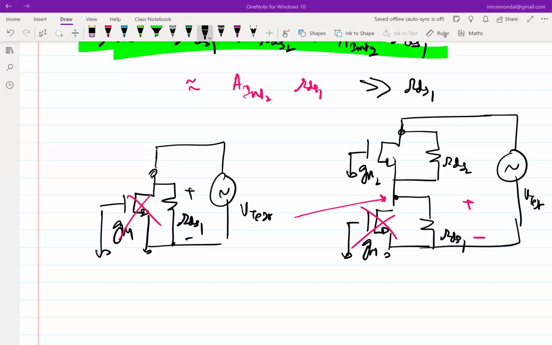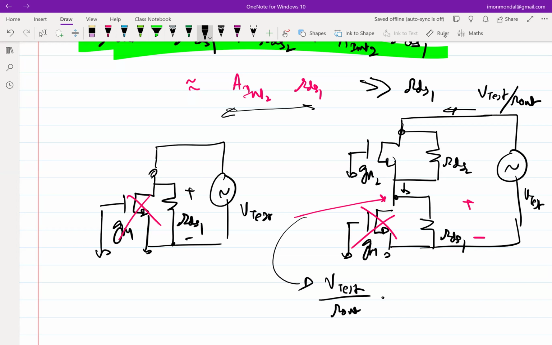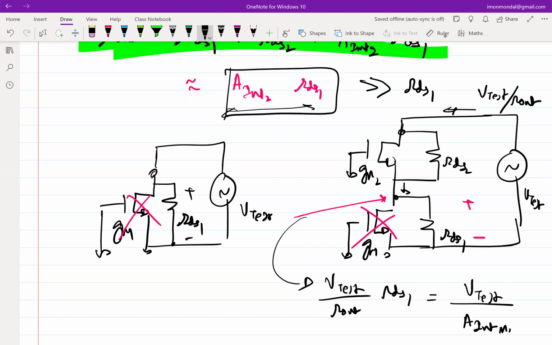So the impedance looking to the output side is this, right? This is what we calculated. So the current will be VTest over R out. This current flows here. So the voltage that is getting accrued is VTest over R out times RDS1. And if I use a simplified expression for this, this becomes VTest over the intrinsic gain of M2.